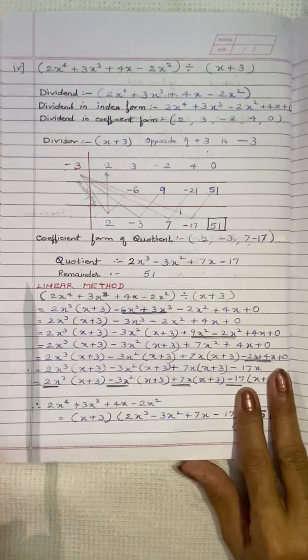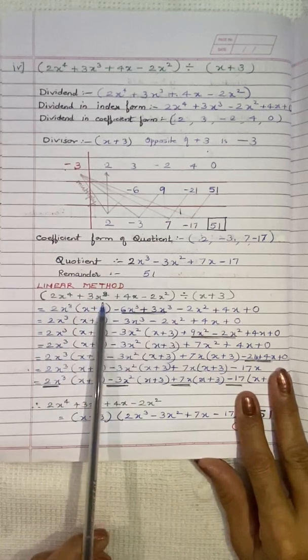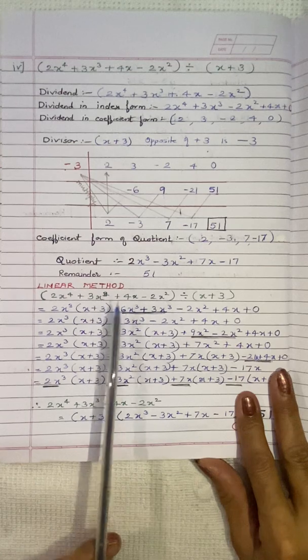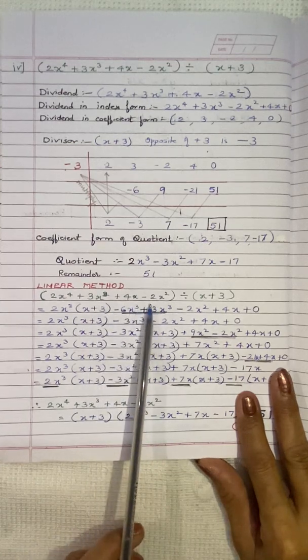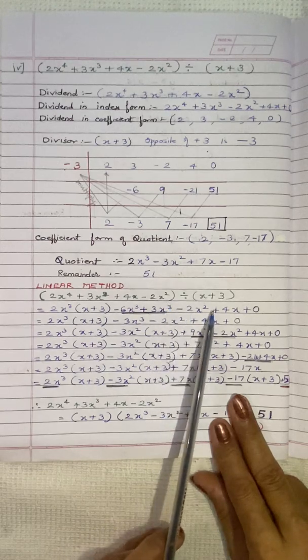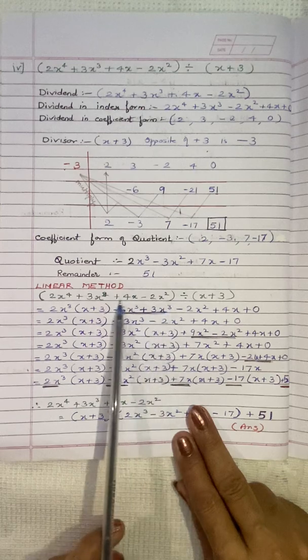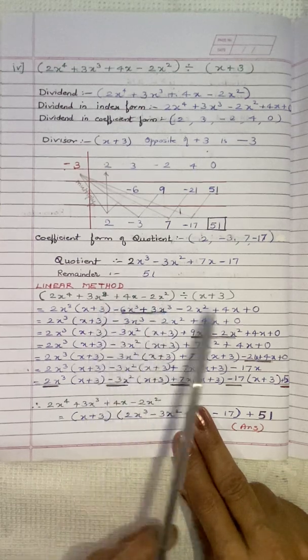Let's solve the same sum by the linear method. 2x raised to 4, 3x cube plus 4x minus 2x square. Here we will not write it in index form, as the terms are given, we only arrange them. Even if the terms are not arranged, we can solve it.